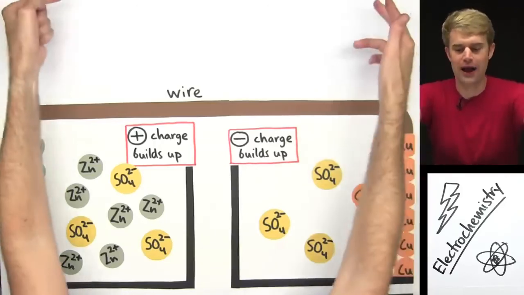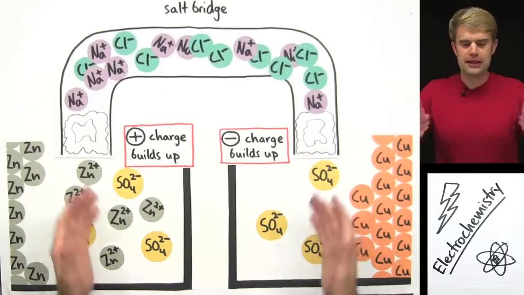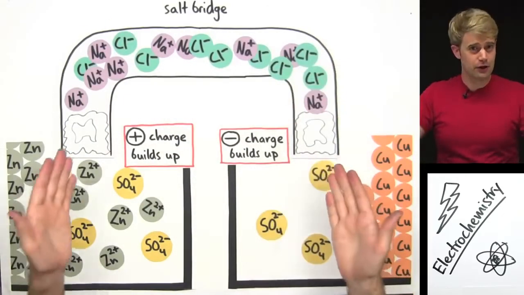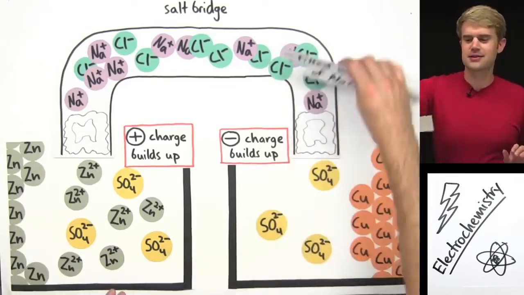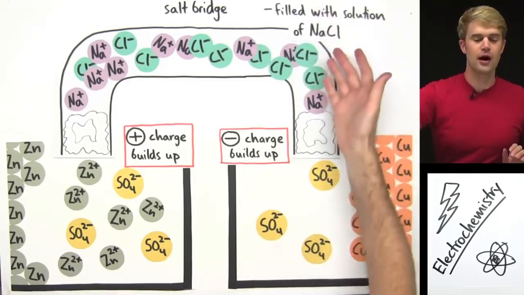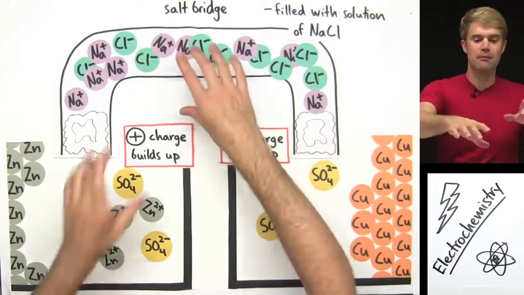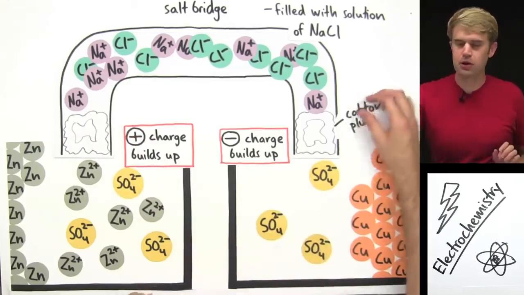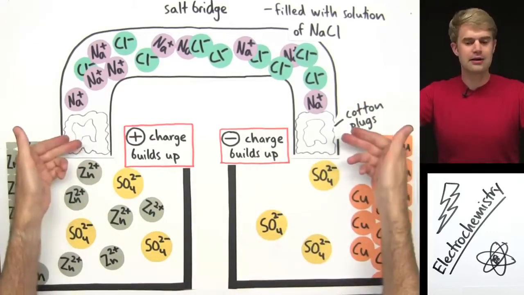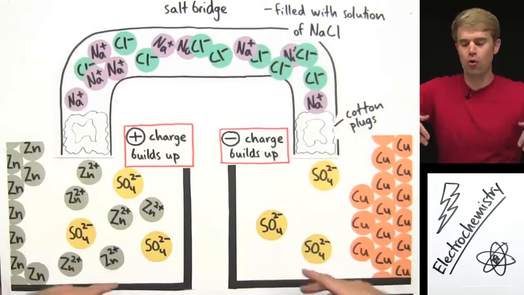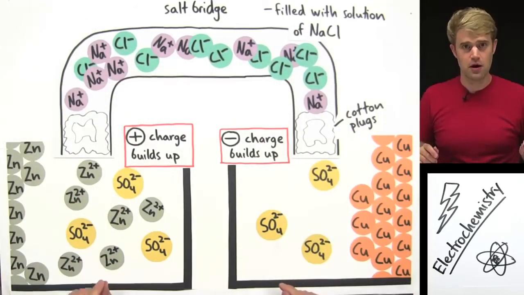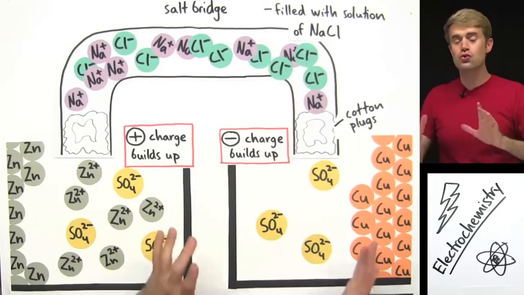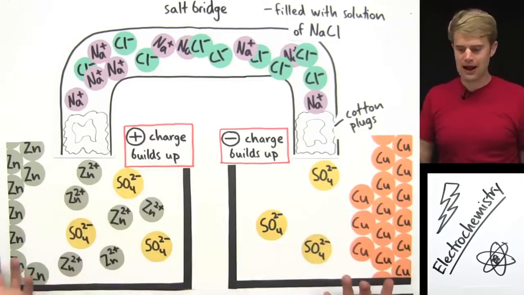Let me get rid of this wire and show you what the salt bridge looks like. Here is the salt bridge. It is a tube shaped like an upside down U that in our case is filled with sodium chloride. And you can see the Na+ and the Cl- ions. Now at the ends of the salt bridge there are cotton plugs, and the cotton prevents the solution from just pouring out into the half cells. But these ions are able to slowly pass through the cotton plugs, and here's what happens.